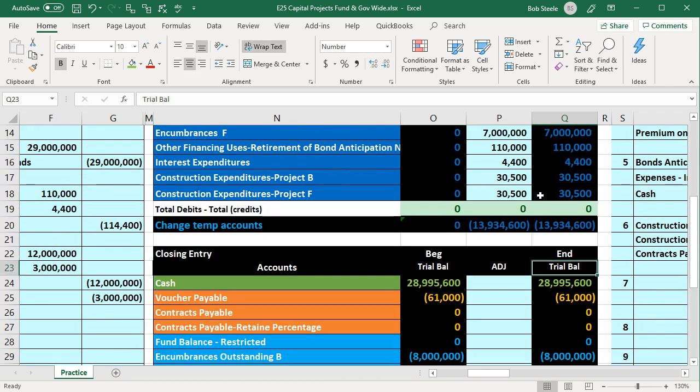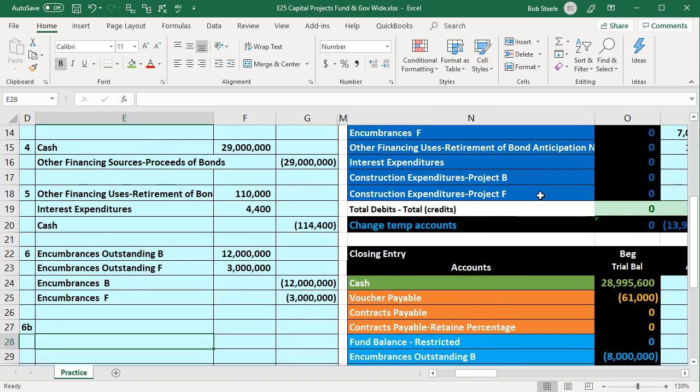And then we need to record the other side of it, which is going to be the expenditure that we want to put it into. So now we're going to record the expenditure. We've reversed the encumbrances, now recording the expenditure.